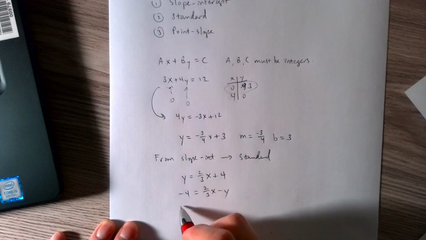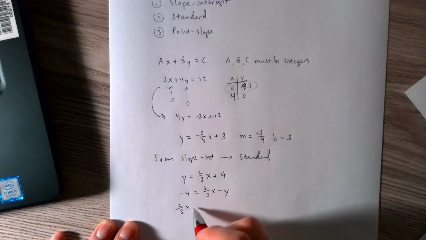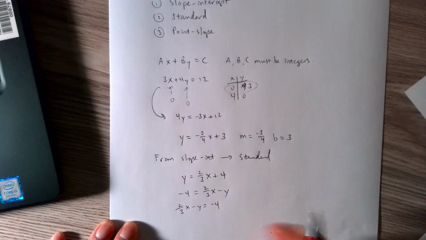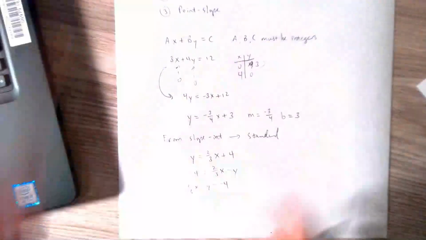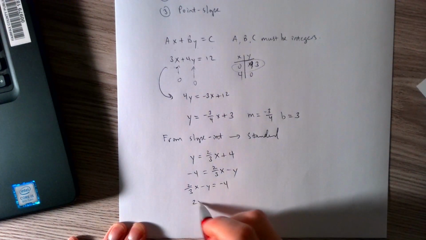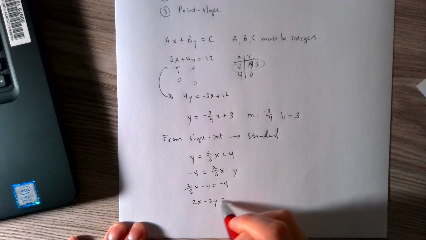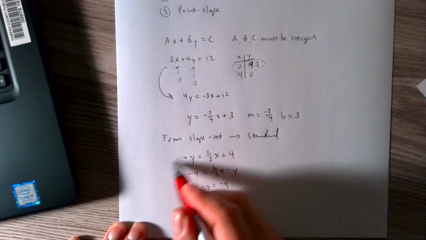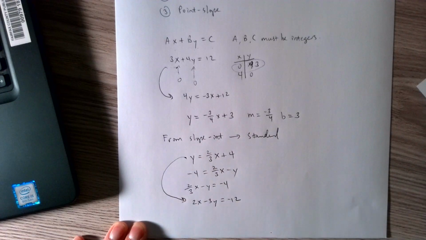Okay, now I'm going to use symmetry and put this stuff on the left and put the -4 on the right. And the last thing I'm going to do is make sure I have no fractions, so I'll multiply everything by 3. And so slope-intercept has now become standard form.